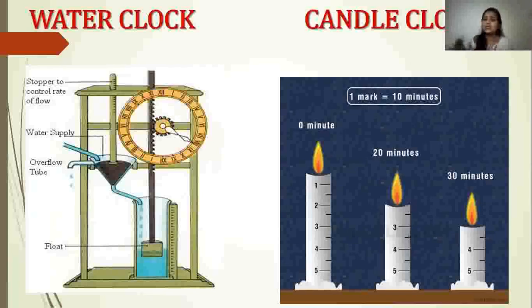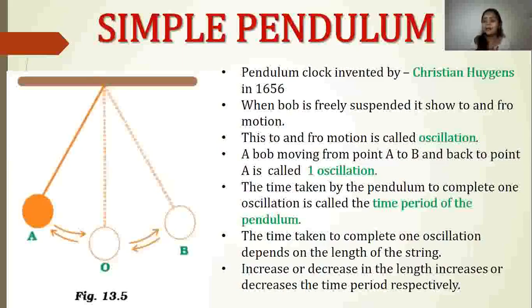So these were the different kinds of clock that were used by the people at that period of time. Now coming on to the last part of the session today, that is about simple pendulum. Now when we talk about the pendulum clock, it is basically built with the principle of periodic motion.